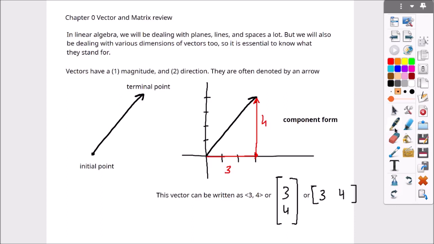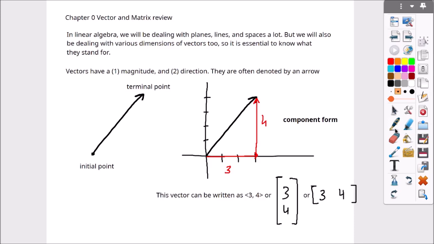In linear algebra, we will be working with vectors and matrices a lot. We will be working with planes, which are defined by vectors, lines, which are defined by vectors, and spaces, which are defined by, you guessed it, vectors, and matrices as well. You can put those vectors in a matrix, and then now we have a plane, line, or space defined by a matrix.